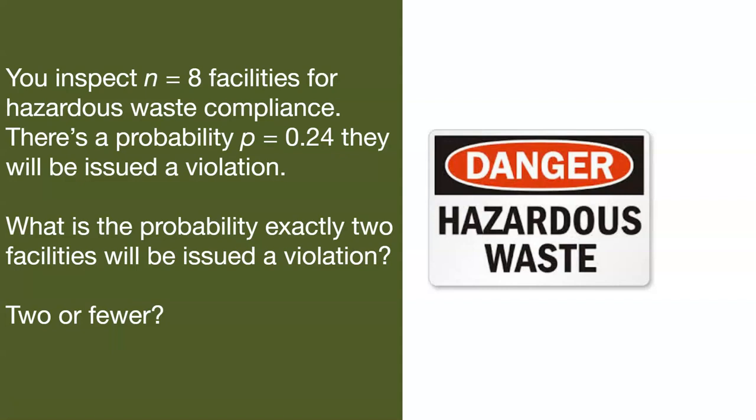And so we want to know 2 questions. What is the probability that exactly 2 facilities will be issued a violation? And then what about the probability that 2 or fewer facilities will be issued a violation? In the latter case, we're going to be interested in not only the probability of 2 facilities issued a violation, but the probability of 1 facility issued a violation, and the probability that 0 facilities are issued a violation. And so we'll go through some calculations that determine that.